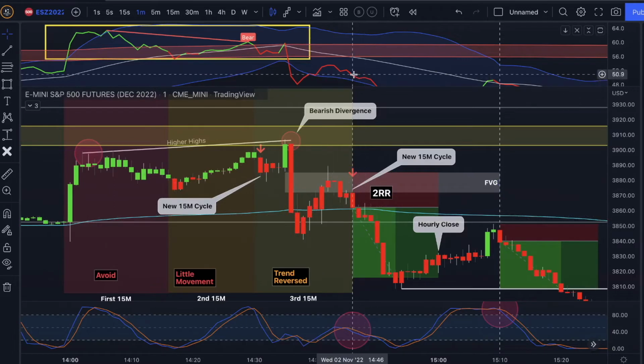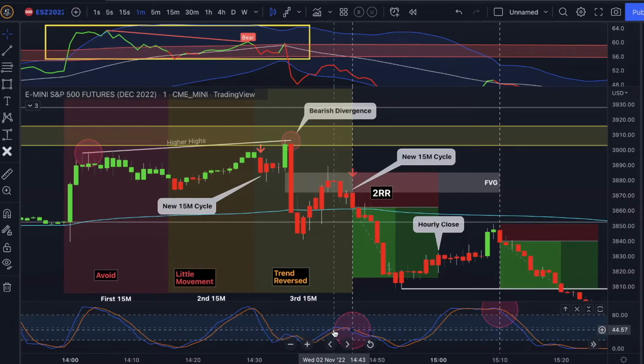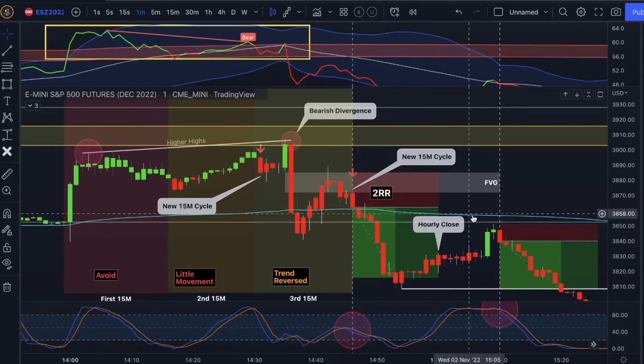The SCALPER Pro was still colored in red, so it's still bearish. And the stochastic RSI slowly but surely got back above the 50 level here. And then it crossed over bearish, and that's exactly where I entered. I entered right here on this candle. And what else happened on this candle?